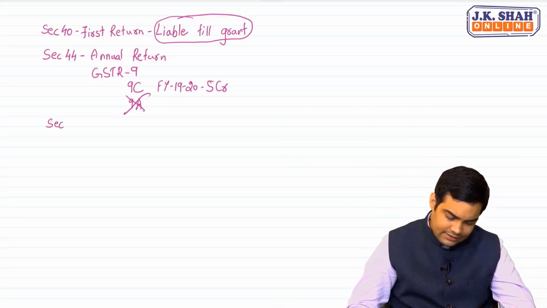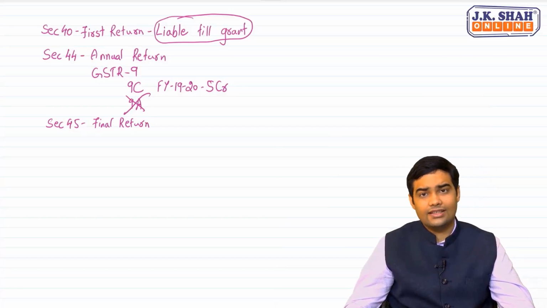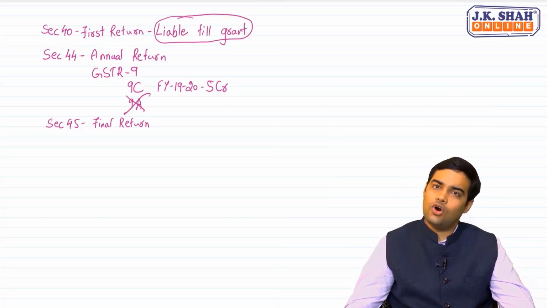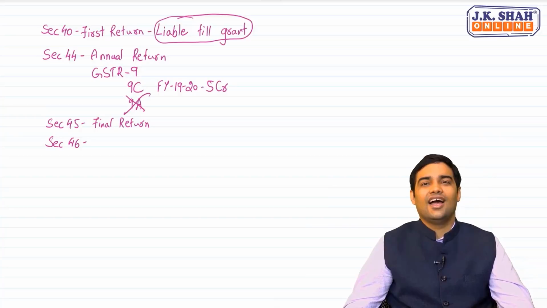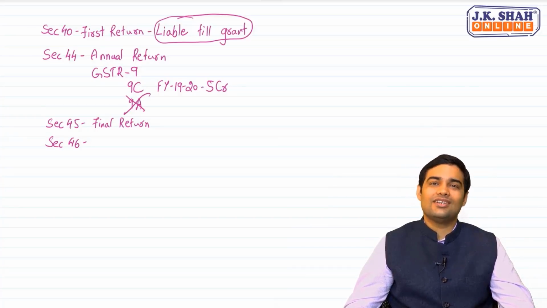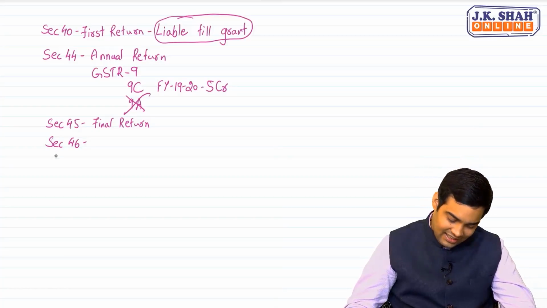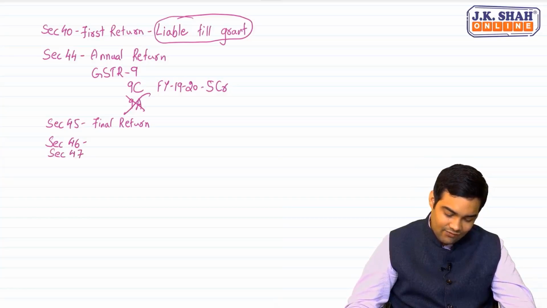Then you have section 45, which deals with final return. We discussed GSTR 10, 3 months from the date of cancellation or 3 months from the date of order of cancellation, whichever is later. Then we have section 46, notice to defaulters. Obviously, officer has a power that a person who has not filed GST returns, a notice can be given to him that please file the return within next 15 days. Then you have section 47, late fee.